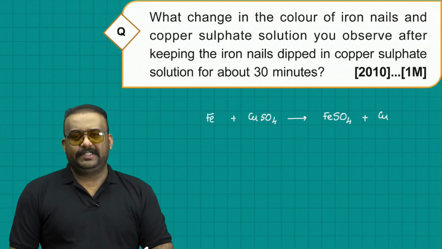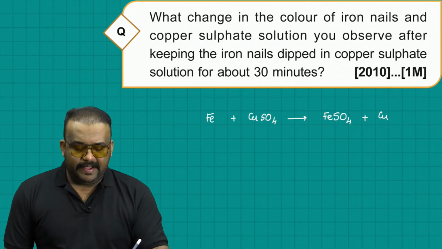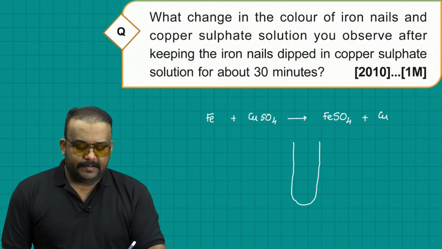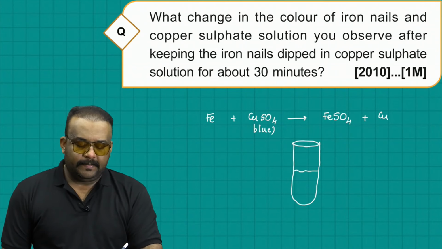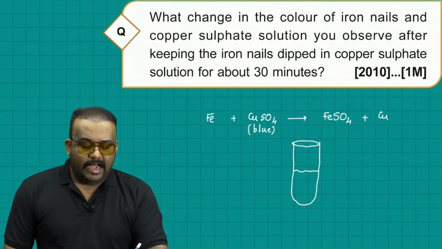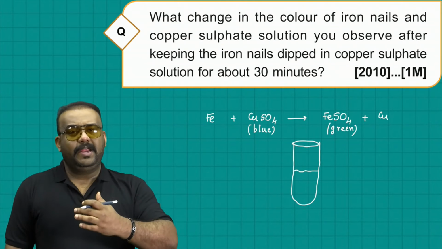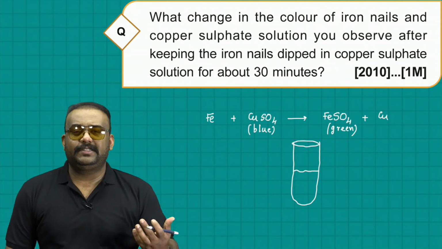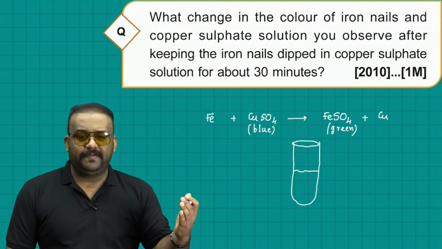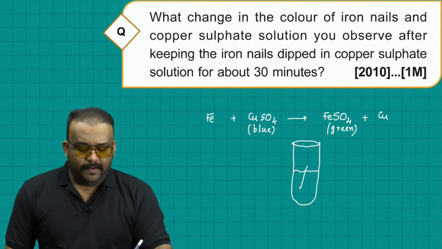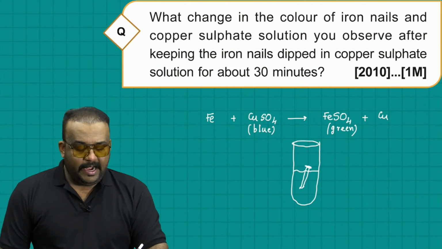And what are the observations that we see during this reaction? In this reaction, definitely we will observe a color change. You know that aqueous copper sulfate is having a blue color, whereas ferrous sulfate solution is green in color. So the immediate observation after the reaction is completed is the color change of the solution from blue to pale green.